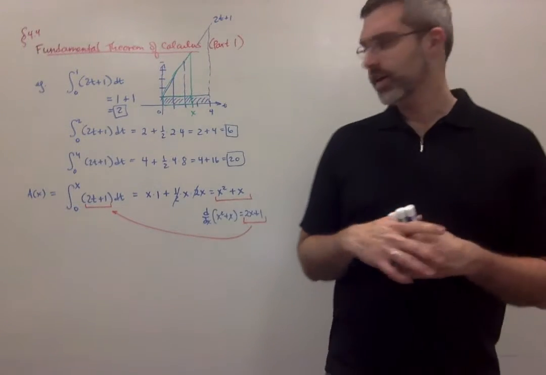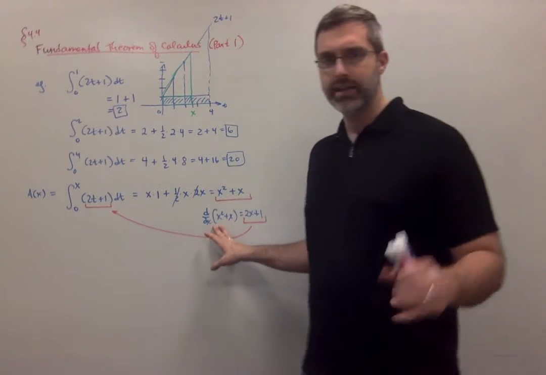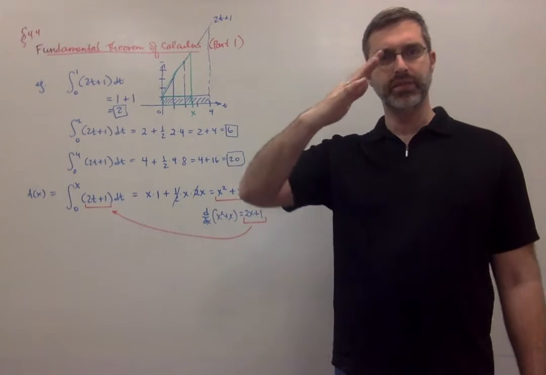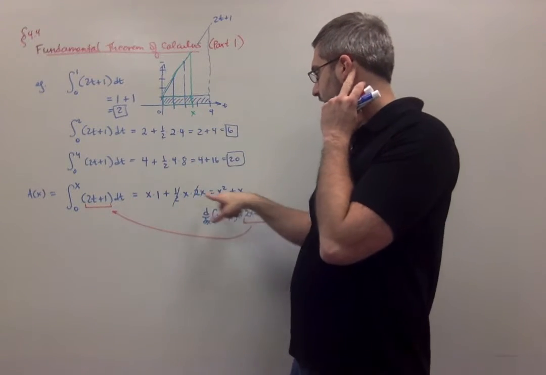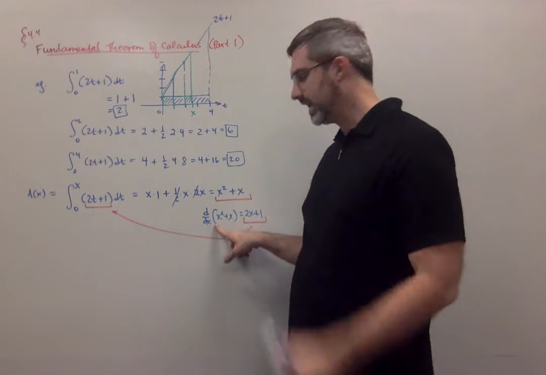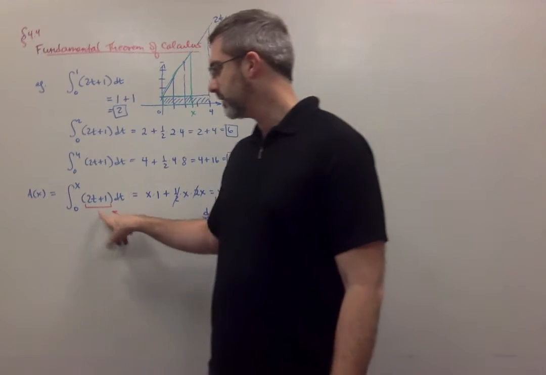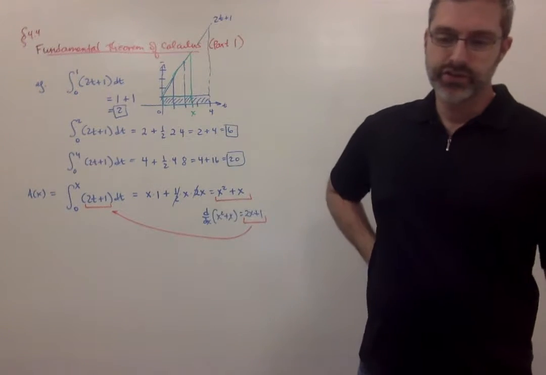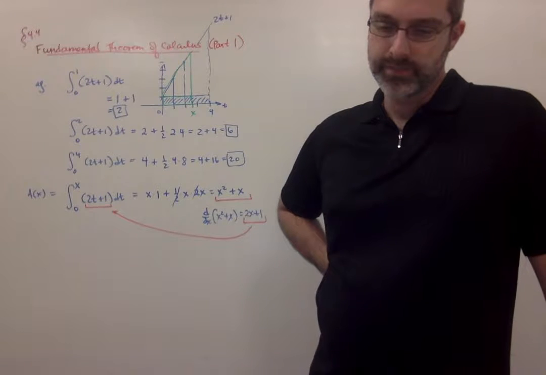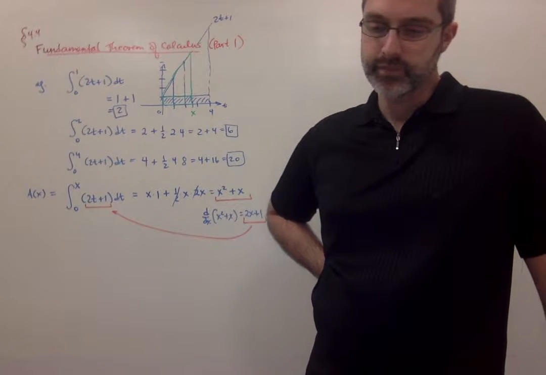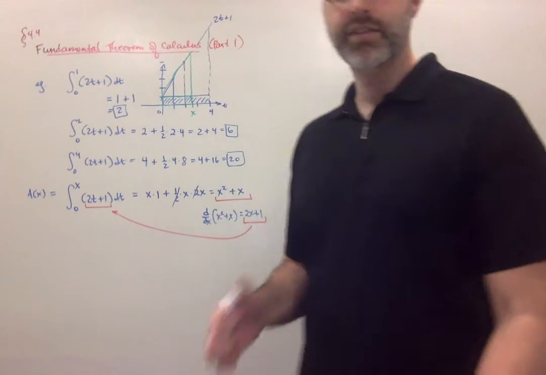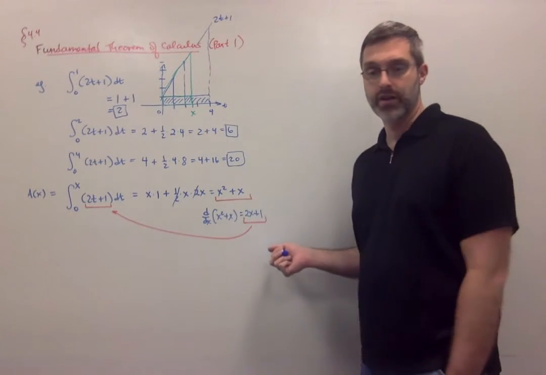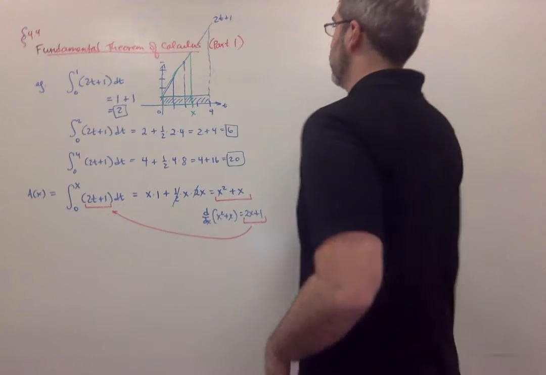Who knew? Now remember, derivatives don't have anything to do with area, they have to do with slopes of functions. So in other words, I took an area under a function, and then I took a slope of a tangent line, and for some reason I ended up back at the original function that I started with. So this is actually the first part of the fundamental theorem of calculus.